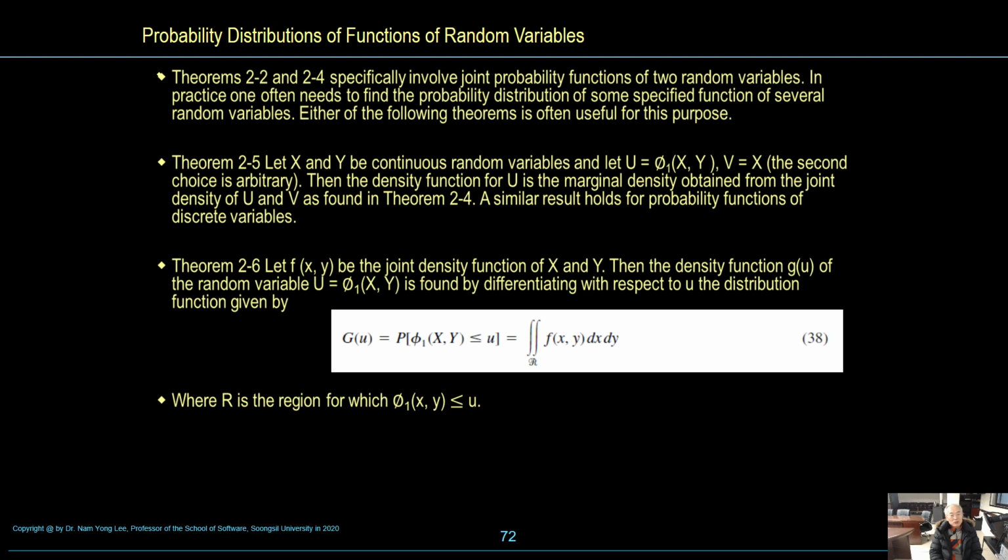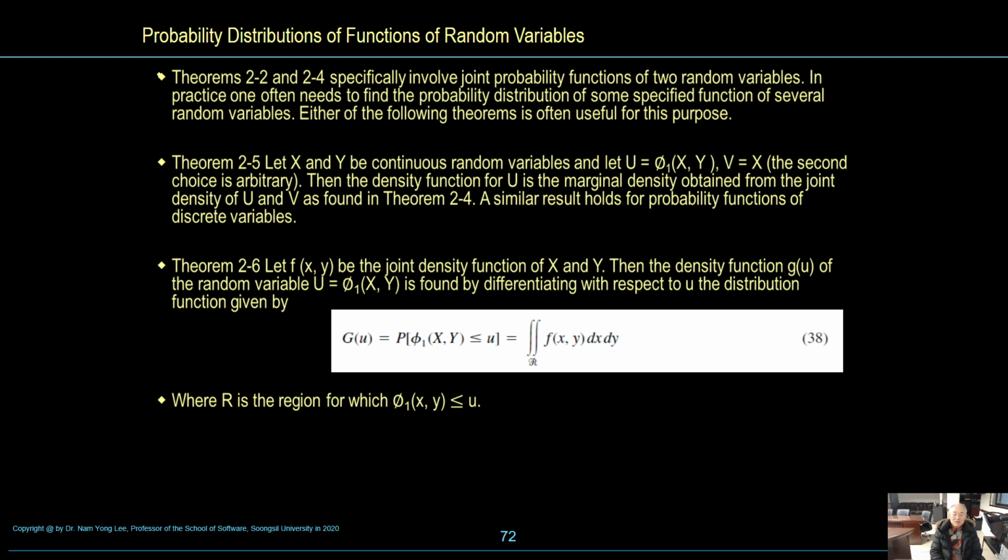Theorems 2-2 and 2-4 specifically involve the joint probability function of two random variables. In practice, one often needs to find the probability distribution of some specified function of several random variables. The following theorem is often useful for this purpose. Theorem 2-5: let X and Y be continuous random variables and let U equal theta 1 of X and Y, V equal X. The second choice is arbitrary.